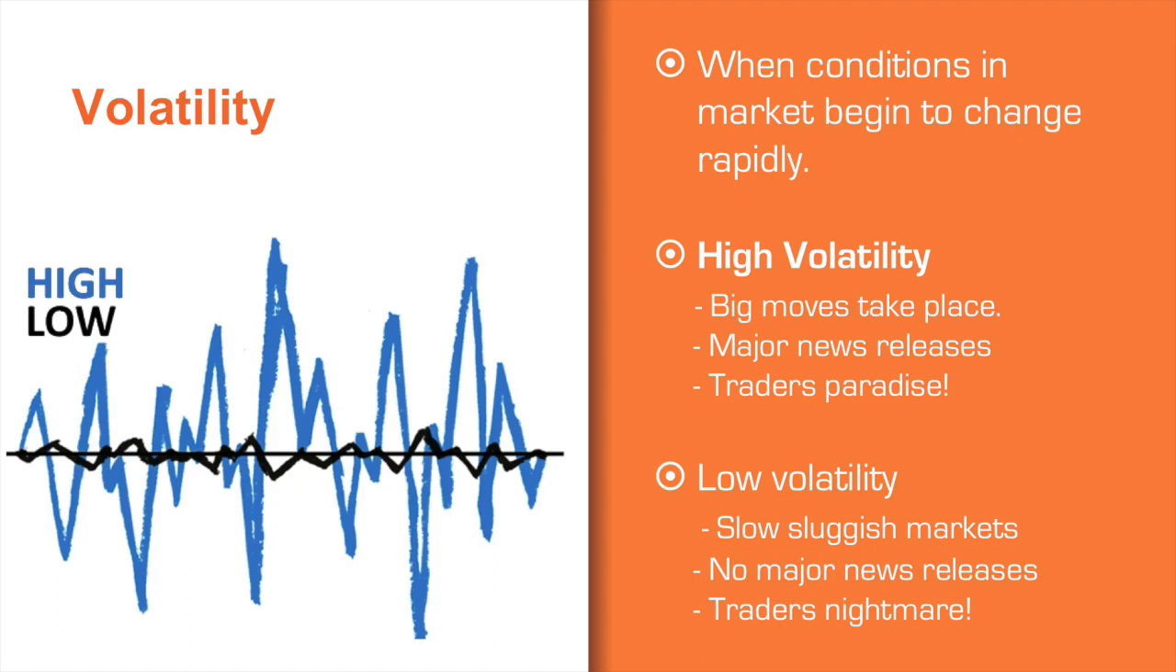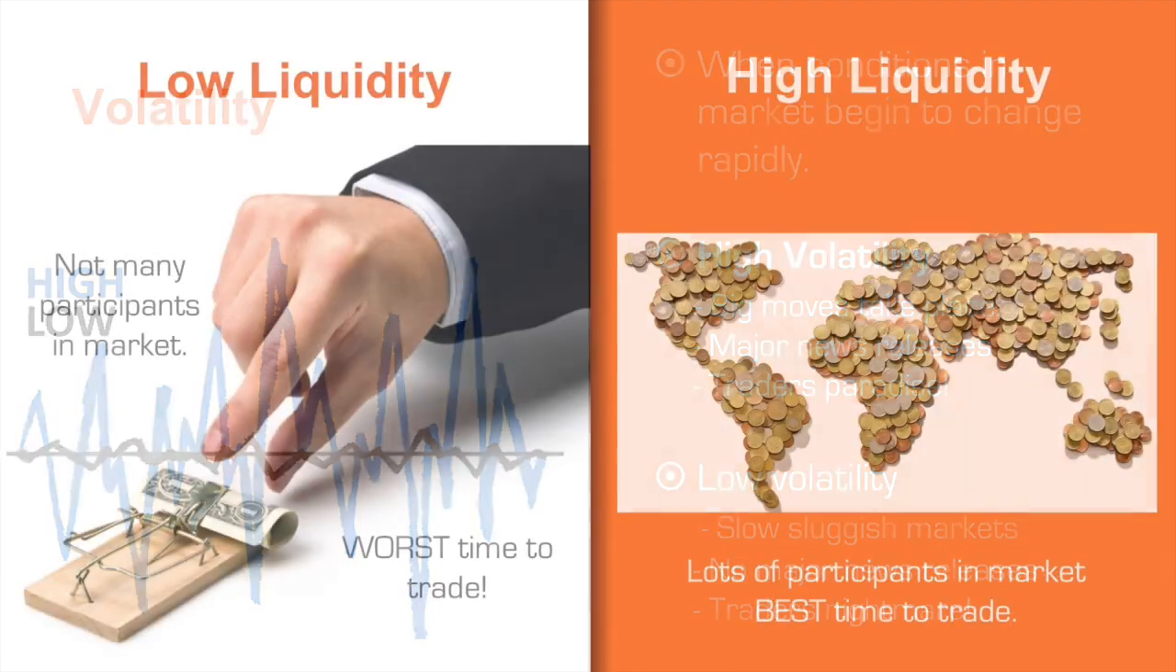And then low volatility, the market is not changing very rapidly. It's much more slow and sluggish. No major news releases. This is a trader's worst nightmare, and this is usually the time that new traders try to force trades that are not actually there. So when you see low volatility, stay out of the market.